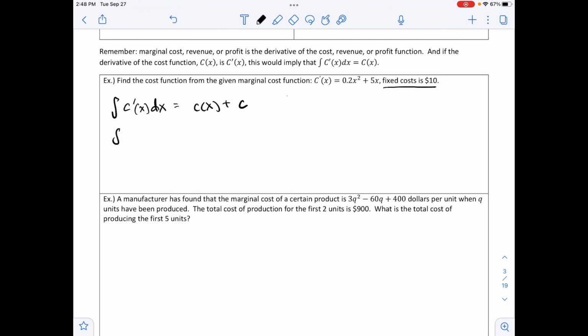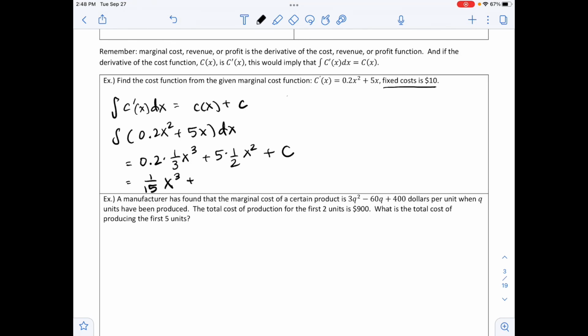So we're going to be integrating 0.2x squared plus 5x with respect to x, and when we integrate this, we get our constant, which is 0.2, times 1 over 3 x to the third plus 5 times 1 over 2 x squared plus c, that constant value that we have. Simplifying this a little bit, 0.2 divided by 3 simplifies to 1 over 15 x to the third plus 5 over 2 x squared plus c, which is our constant.